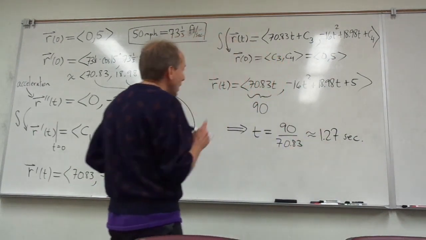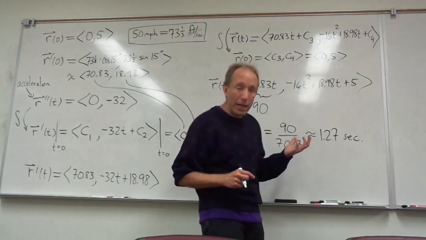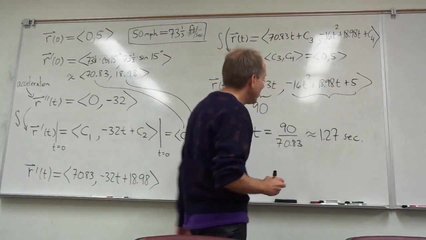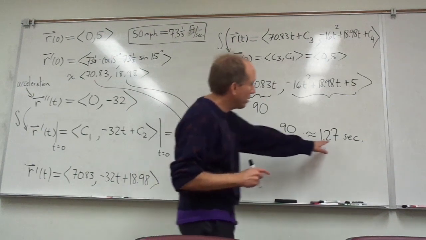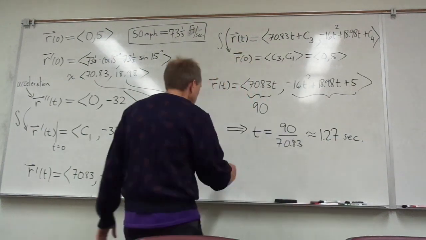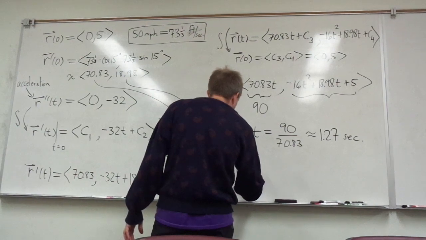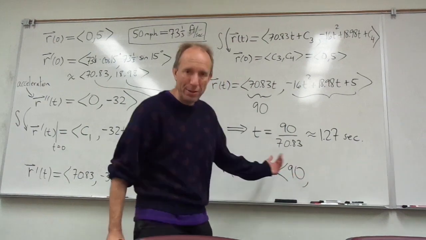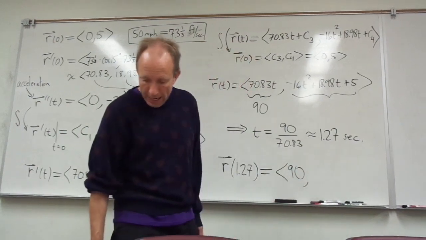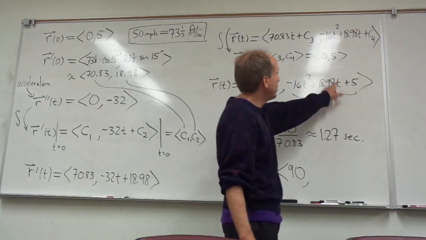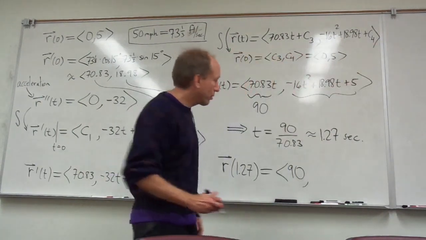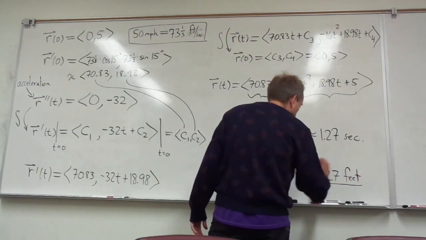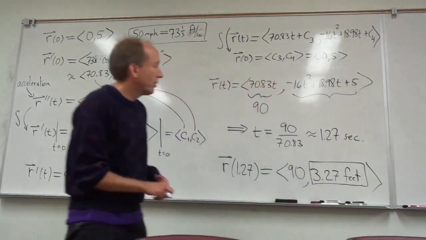Now, what we really are trying to find is this value right here. How high above the ground is the ball at that particular time when it reaches first base? So what I have to do is plug in 1.27 seconds into my position function. We already know that the horizontal displacement will be 90 feet. And when you plug 1.27 in for t here with a calculator, you're going to come up with 3.27 feet. And that is the answer to the problem. So there you have it.